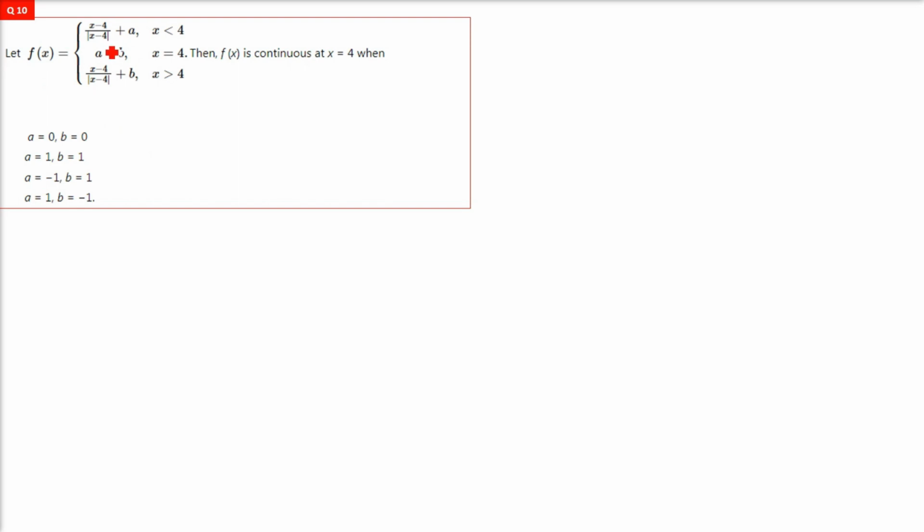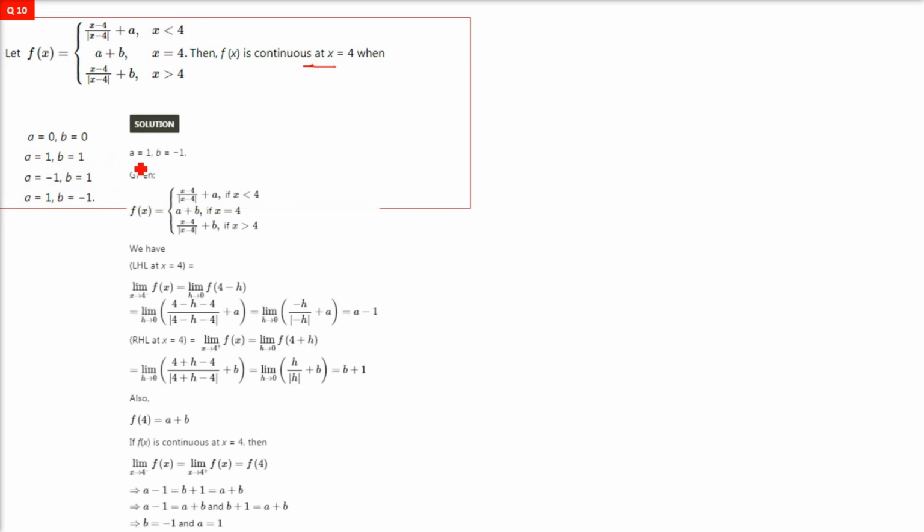f(x) is (x minus 4) divided by mod (x minus 4), plus a, when x is less than 4. Similarly, for x greater than 4, the same term with b, and a plus b when x is equal to 4. Then f(x) is continuous at x equals 4. So we have to find the value of a and b. This type of question we have done multiple times, but still we will complete it for the sake of completion.